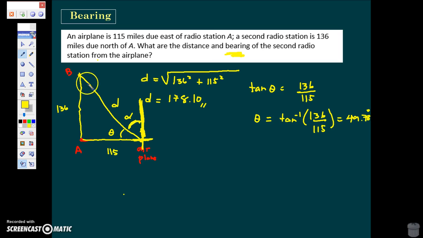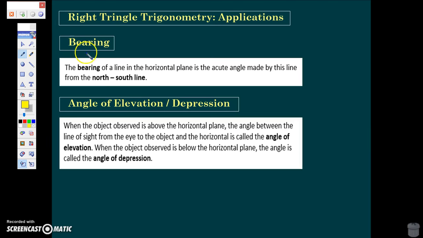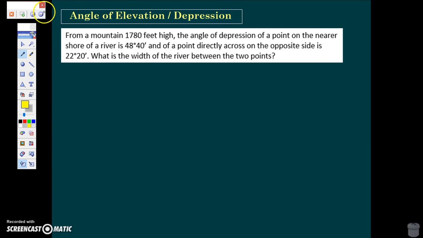The bearing of point B from the airplane must be from the north line going to the west. We supply here the angle alpha, which is just the complementary angle of theta, which is 90 minus 49.78. So you get 40.22 degrees. So here should be 40.22 degrees west. This is the bearing. Remember that the bearing should be measured as the acute angle from the north-south line. Let's have the next problem.